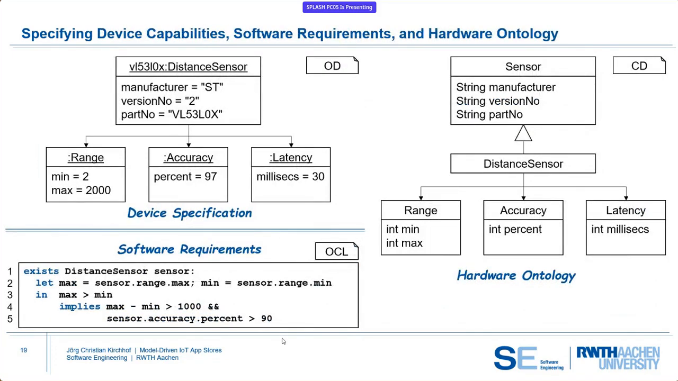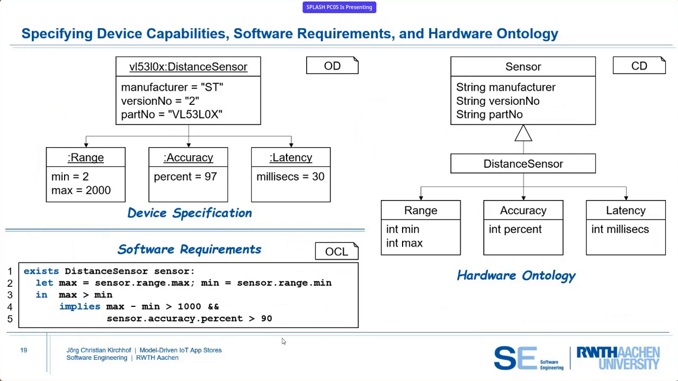And yeah, in the end, as a specific example, this then looks like this. So we have, on the one hand, the object diagram that specifies a concrete device. So, for example, we specify here that we have a certain distance sensor, and then we can specify the properties of the sensor. So, for example, what's the range of the sensor, the accuracy of the sensor, and things like that. And this is basically an instantiation of the ontology that we see on the right side.